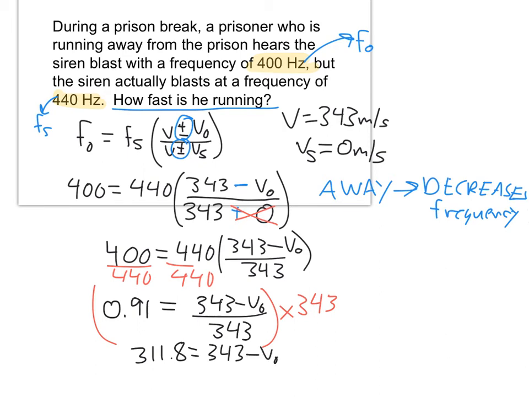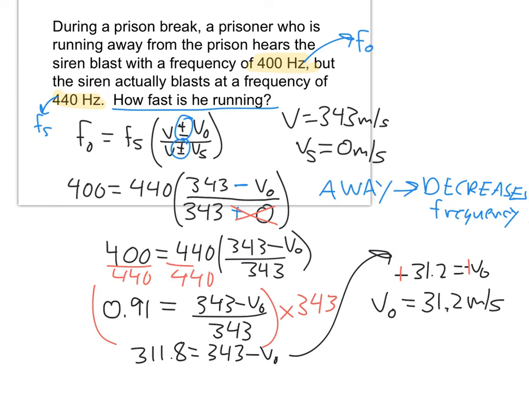I'm going to subtract 343, and I come over here and get negative 31.2 equals negative VO. Since they're both negative, I can just multiply both sides by -1, making them both positive, and I get that the velocity of the observer is 31.2 meters per second.